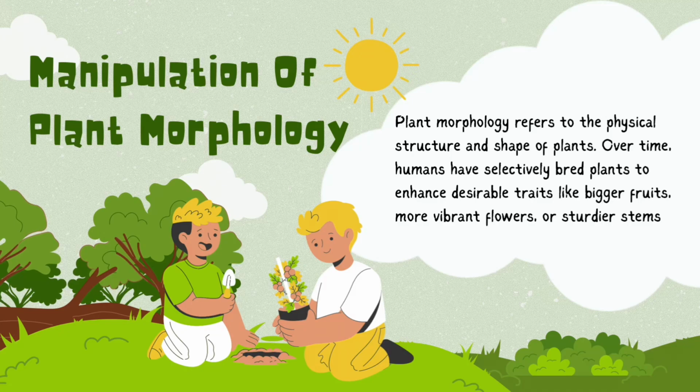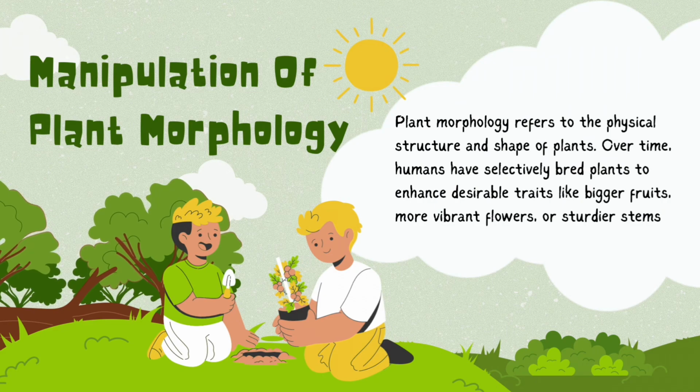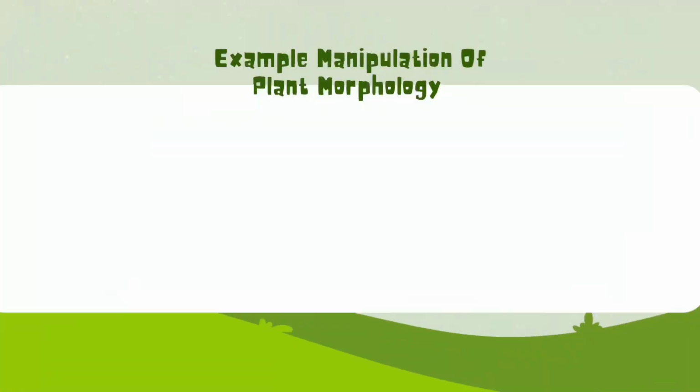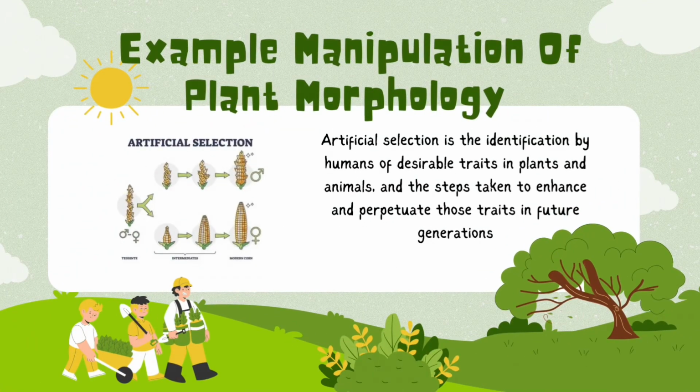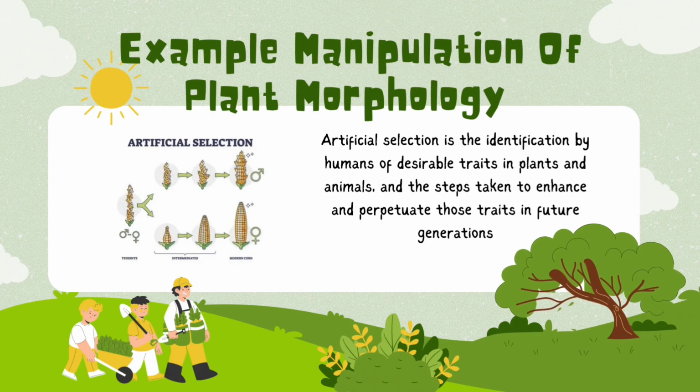Plant morphology refers to the physical structure and shape of plants. Over time, humans have selectively bred plants to enhance desirable traits like bigger fruits, more vibrant flowers, or sturdier stems. Artificial selection is the identification by humans of desirable traits in plants and animals, and the steps taken to enhance and perpetuate those traits in future generations.